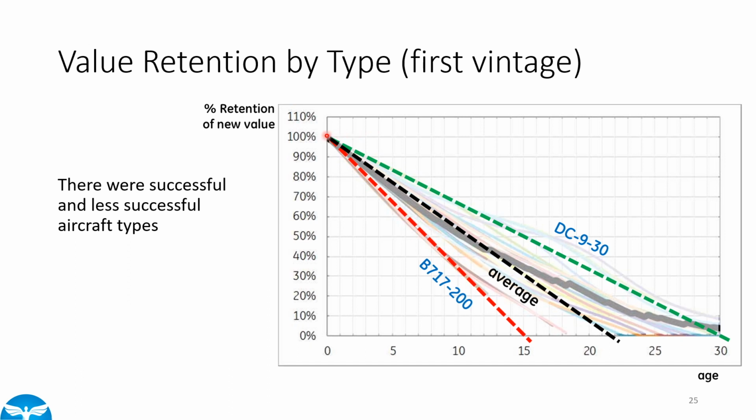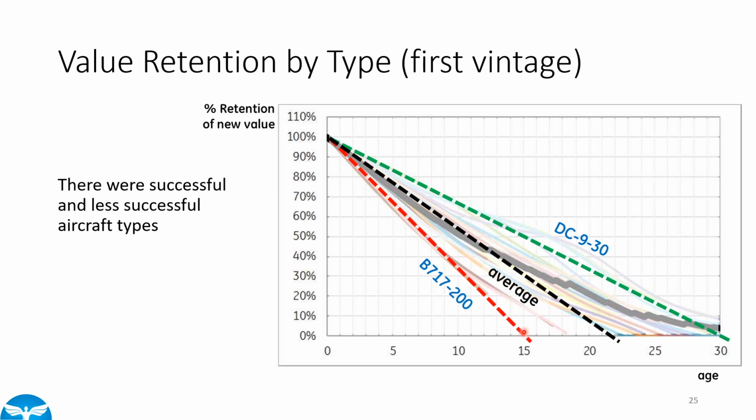So here you have an example of the DC-9-30. That is a very old type, but it was very successful. It had value retention over about 30 years. And then you look at the Boeing 717-200, which ironically is a derivative of the DC-9-30. But that had only about half as long value retention as a DC-9-30.